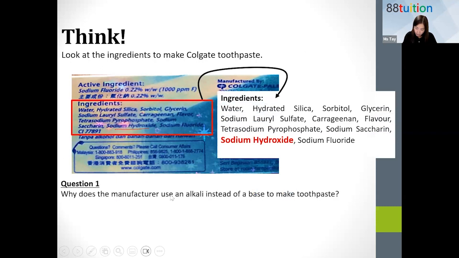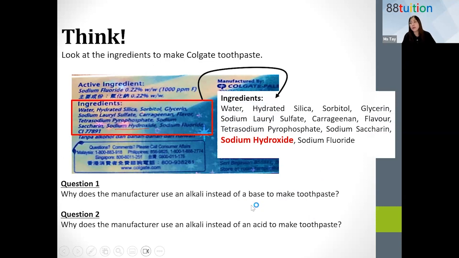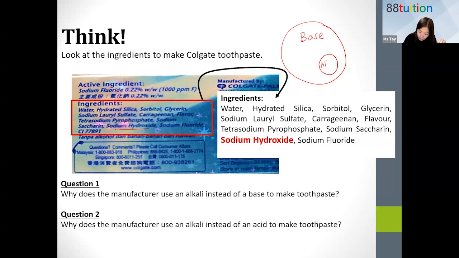Okay. So, yeah, these are questions that you can start thinking about. Now, you have not learned what is a base. So maybe I quickly cover with you instead of base. Now, if I were to draw a circle to represent all the things that are classified as base, there's only a small group of them that will be known as the alkali.